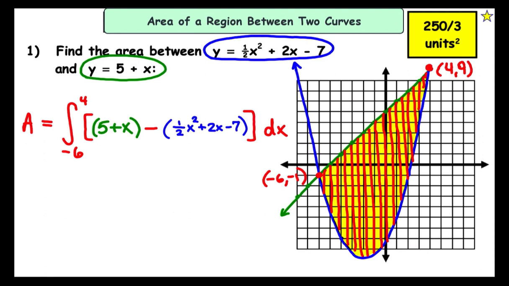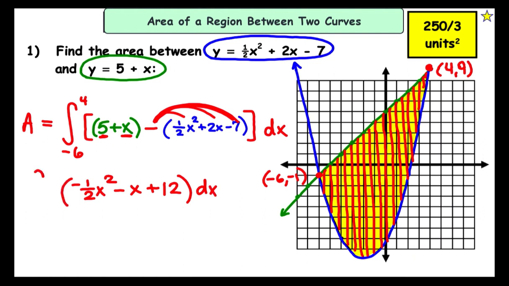Let's cover ourselves just in case we're not allowed to use a calculator. I imagine we would be on something like this, however. So I can go ahead and simplify and combine some like terms. Keep in mind that this red minus is going to distribute through, giving us negative 1/2 x squared, minus 2x, but here's a plus 1x, so that'd be minus 1x. This negative times negative here will be a plus 7. There's also a plus 5, so that'll make plus 12 dx. Okay, and again, we have not integrated yet, so we're going to go from negative 6 to 4.